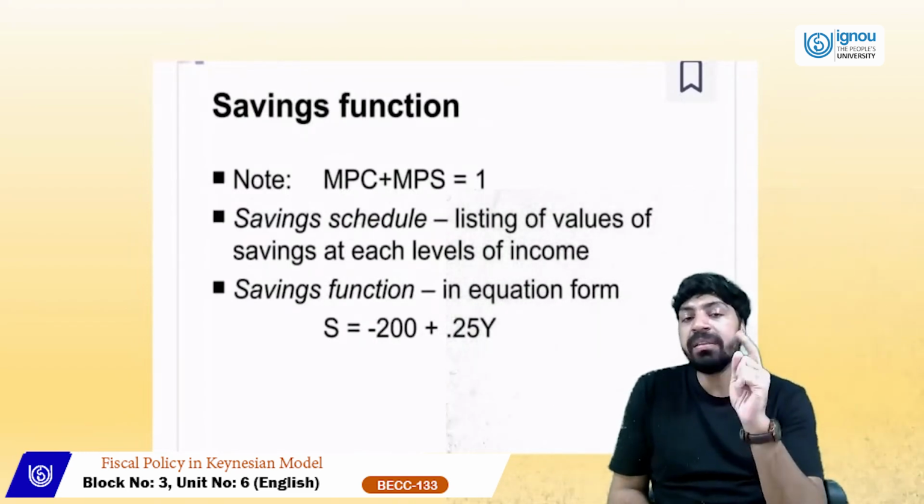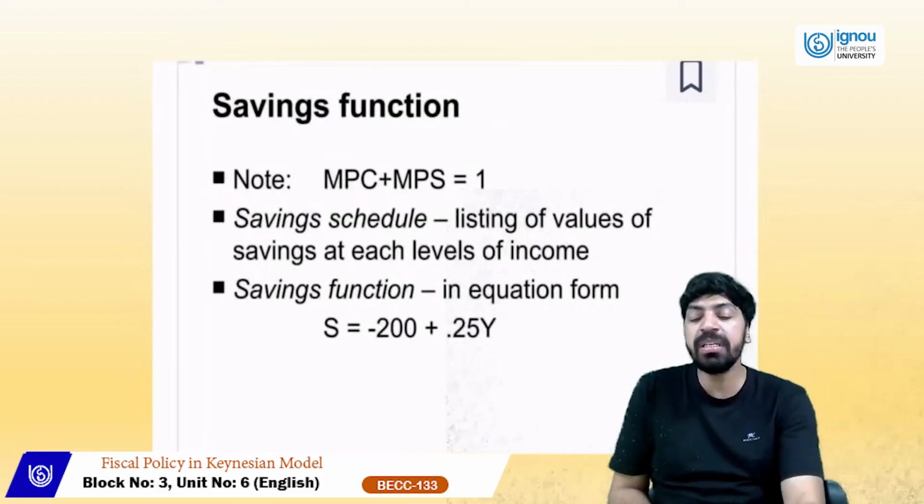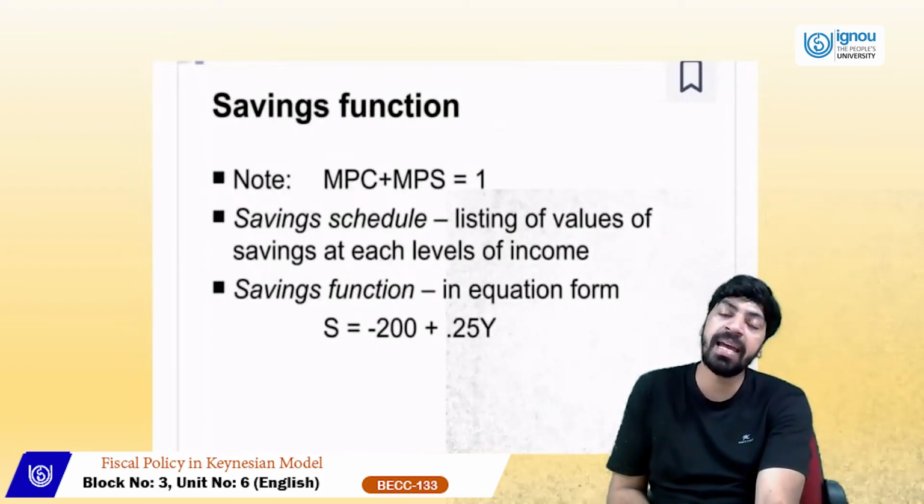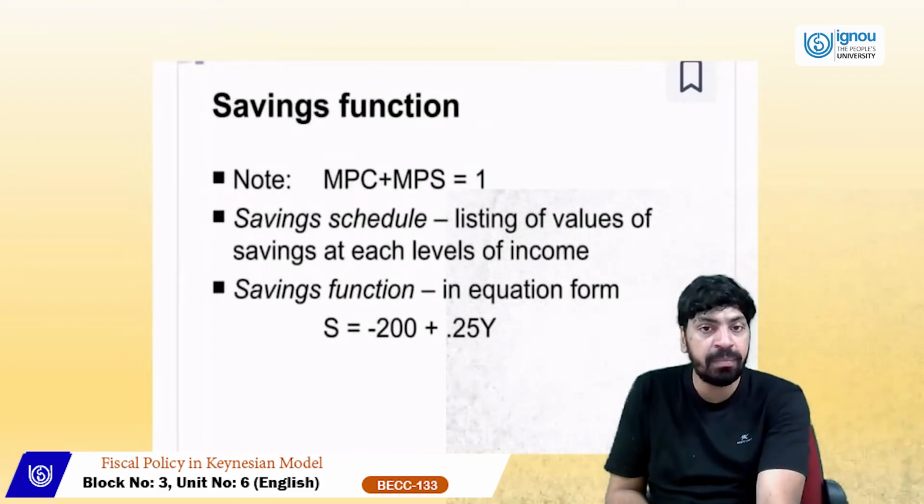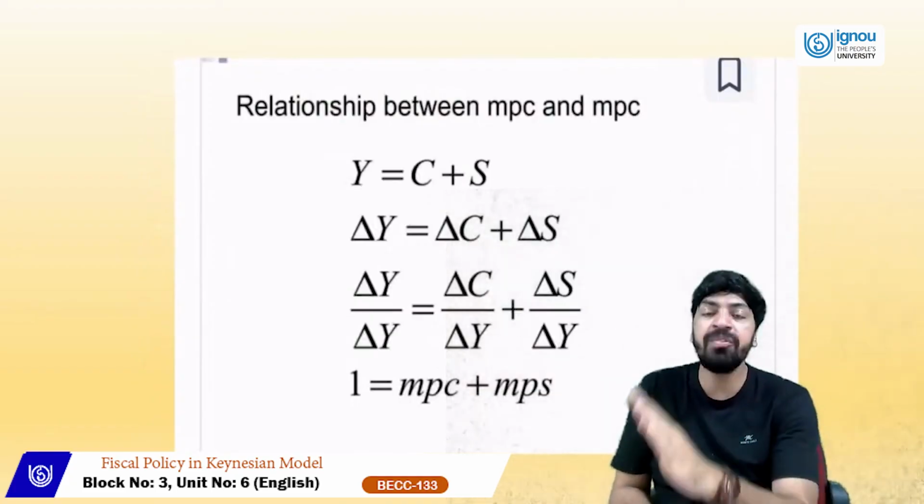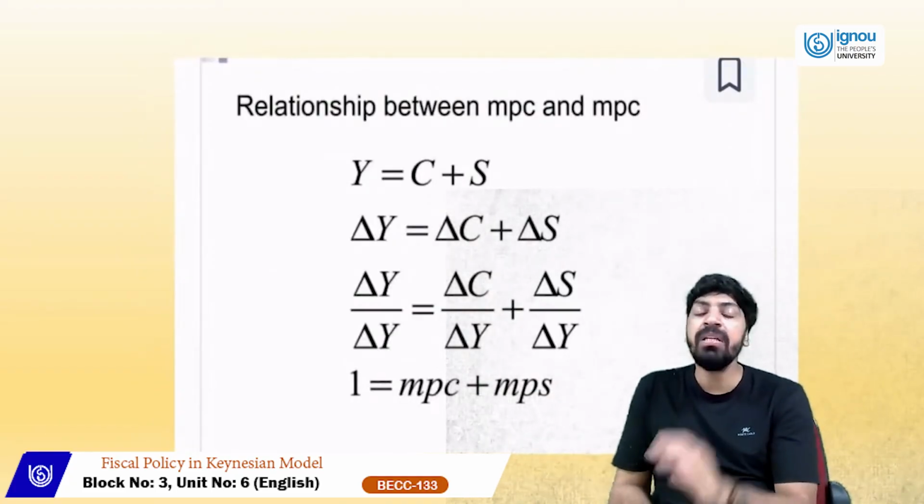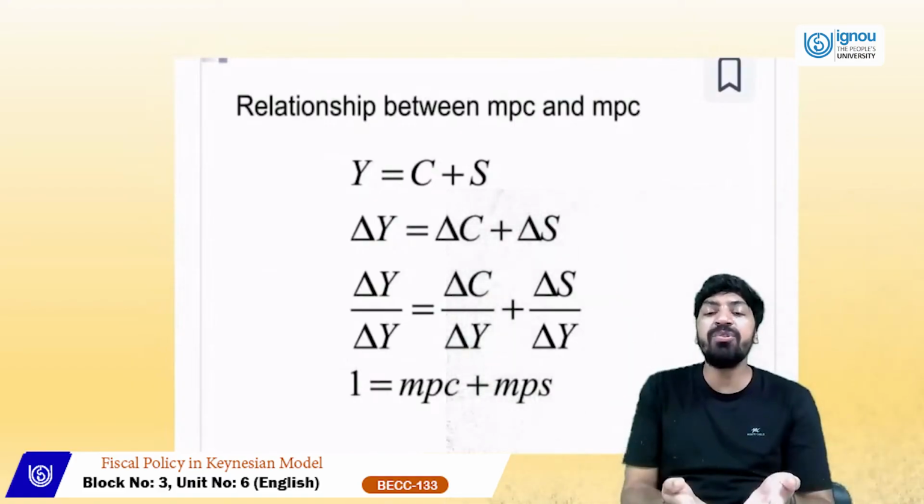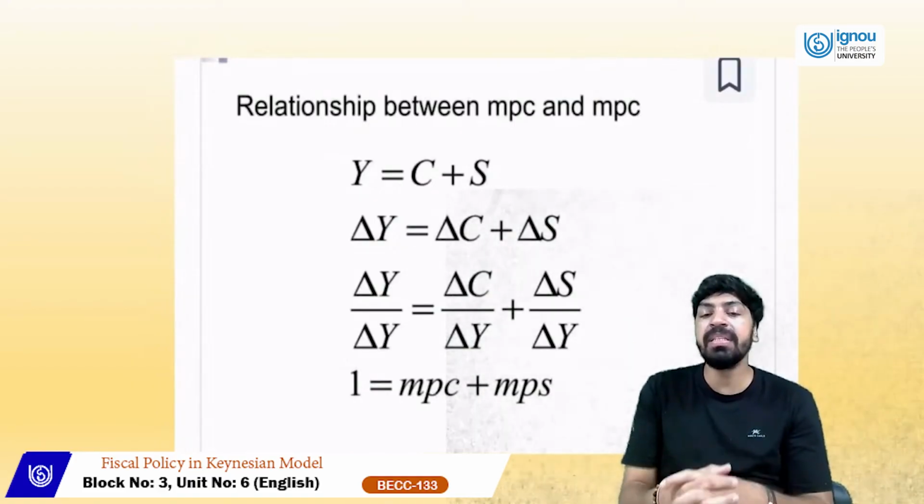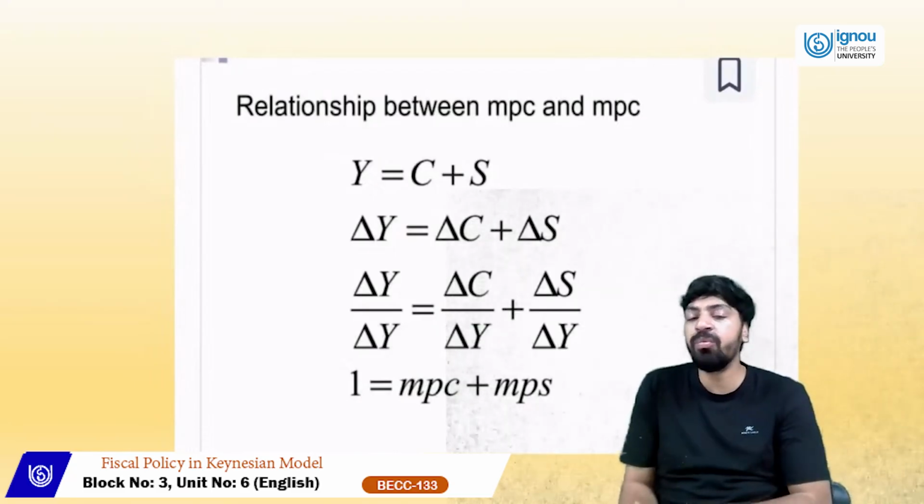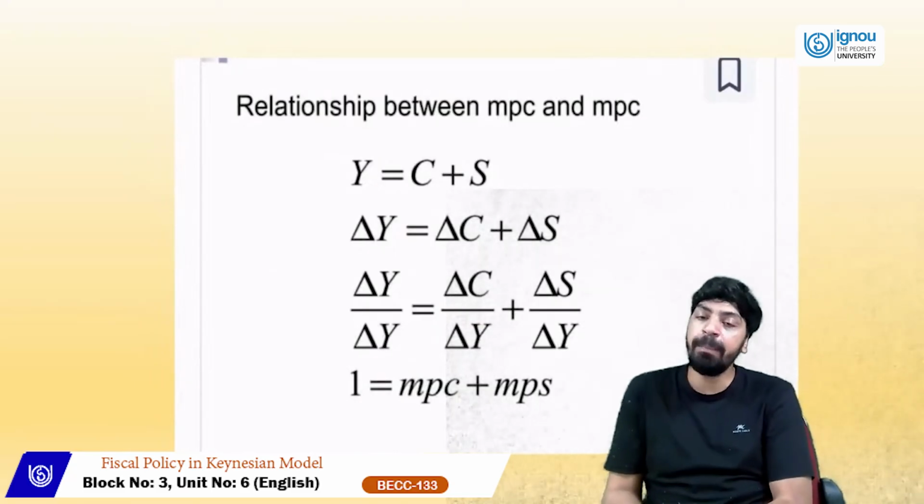We need to estimate the same result using the concepts of savings, consumption and income, and that is the ultimate relationship between MPC and MPS. So how will it be generated? The main relationship of MPC and MPS is that 1 is equal to MPC plus MPS.